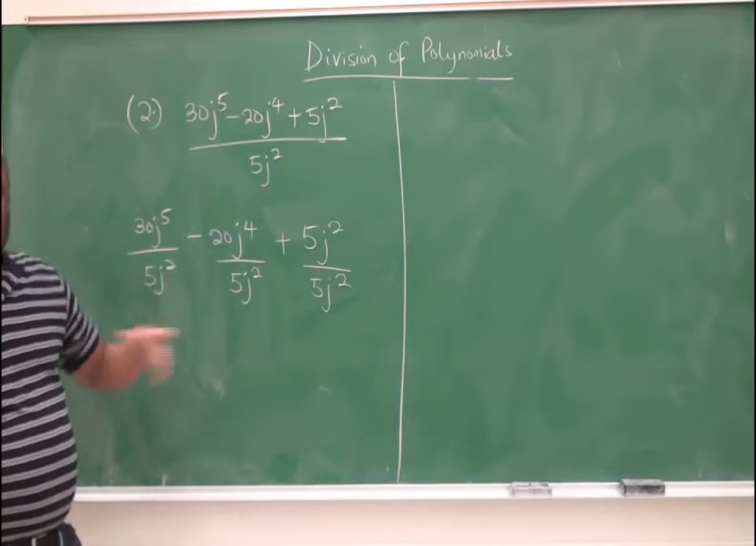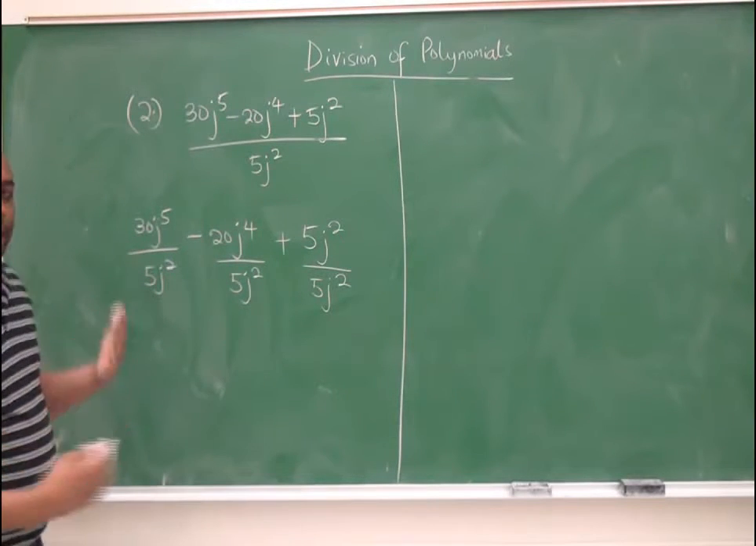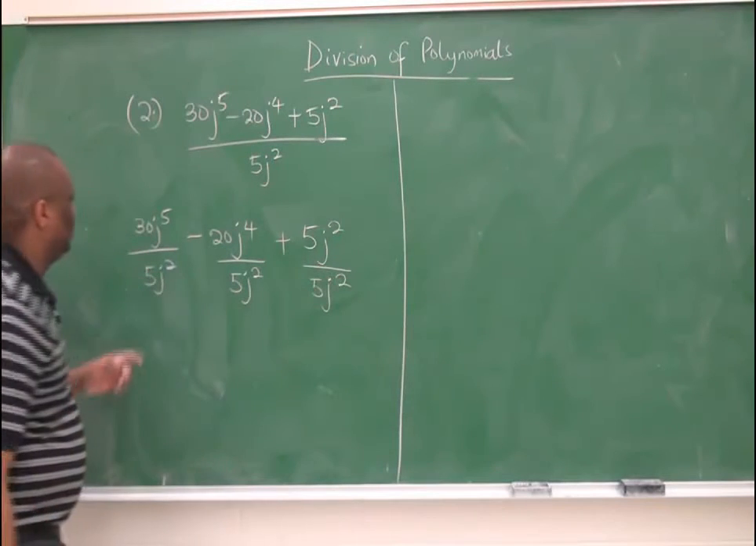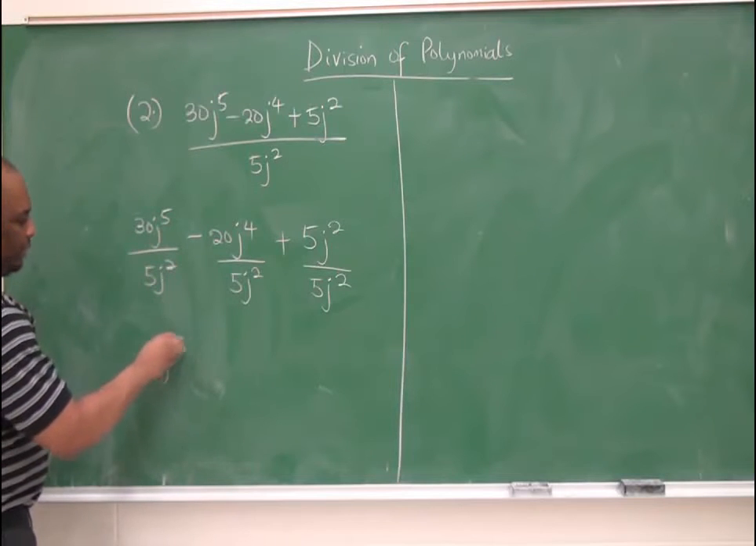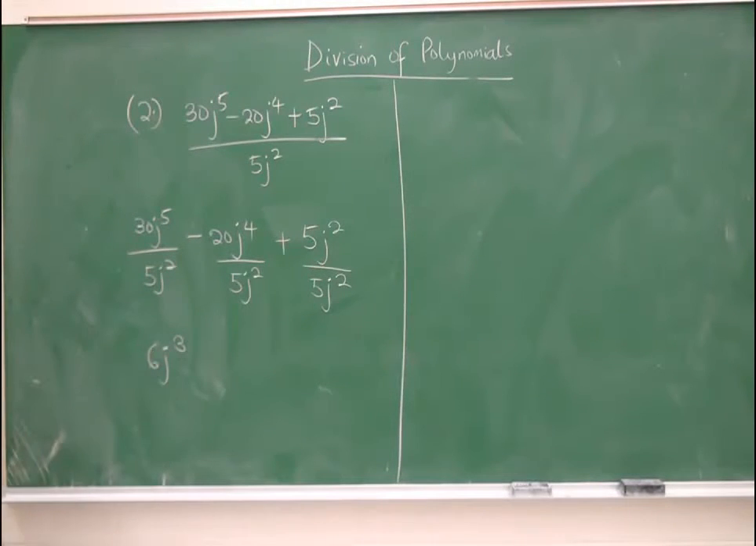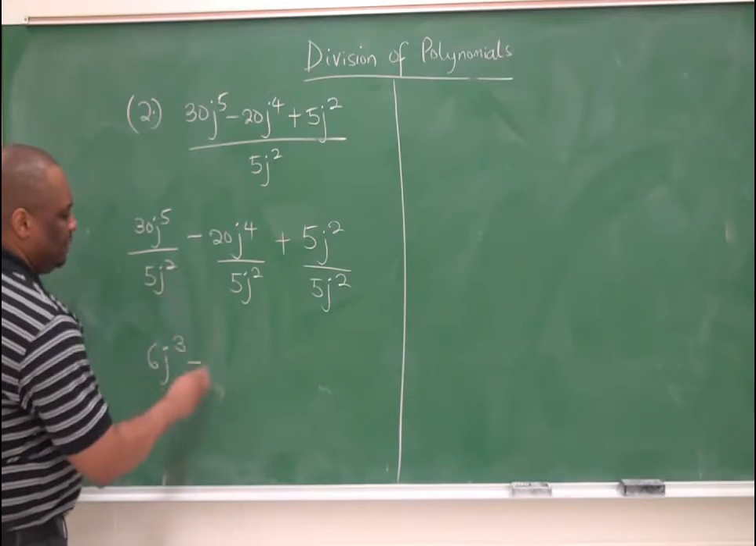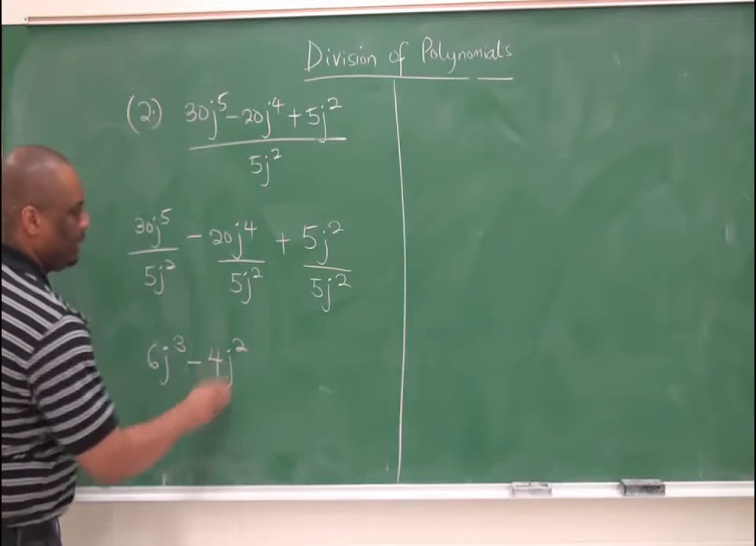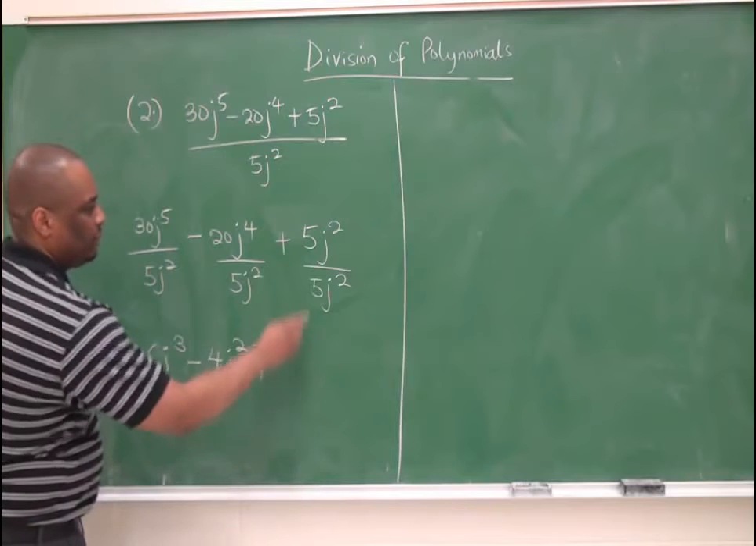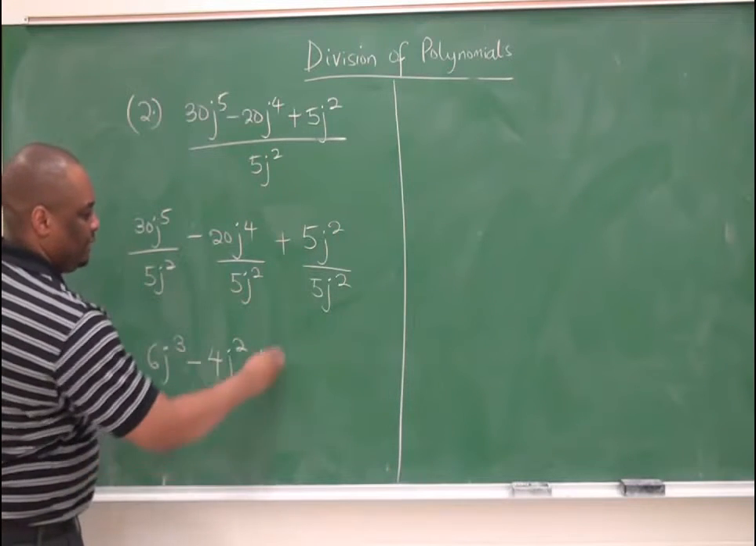You can pause the video here and solve it on your own. Then you can check whether you got it right. Okay, so 30 divided by 5 is what? 6J. 5 minus 2 is what? 3. So this will give us 6J cubed. I'm going to skip some steps, since I did all the steps in question 1, so that the video won't be so long. Minus 20 divided by 5 is 4J, 4 minus 2 is 2, so 4J squared. Plus 5J squared divided by 5J squared is 1.